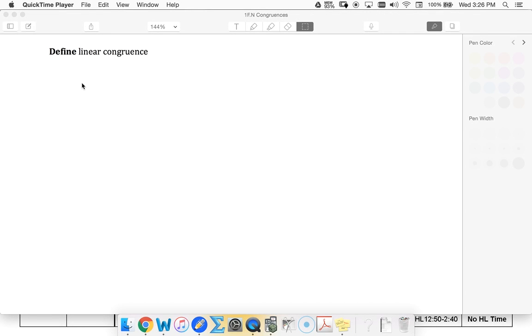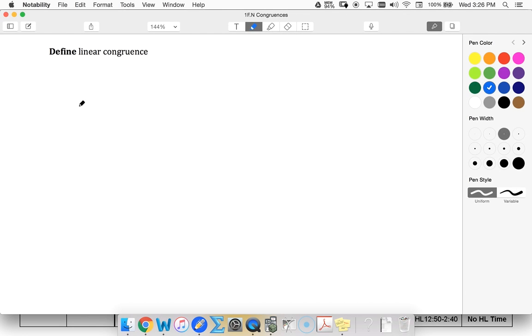Okay, a linear congruence is a congruence that is similar to a modular congruence, but now we're going to add an x. So we say ax is congruent to b mod n, where a and b are integers, and n is a positive integer. And this is a linear congruence.